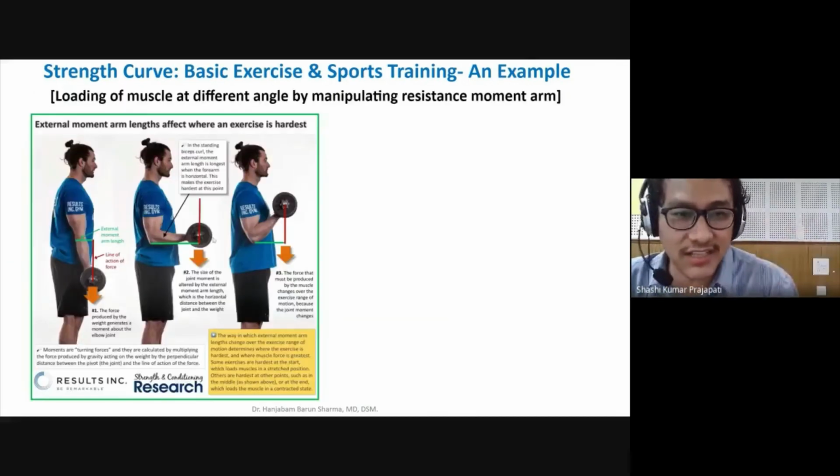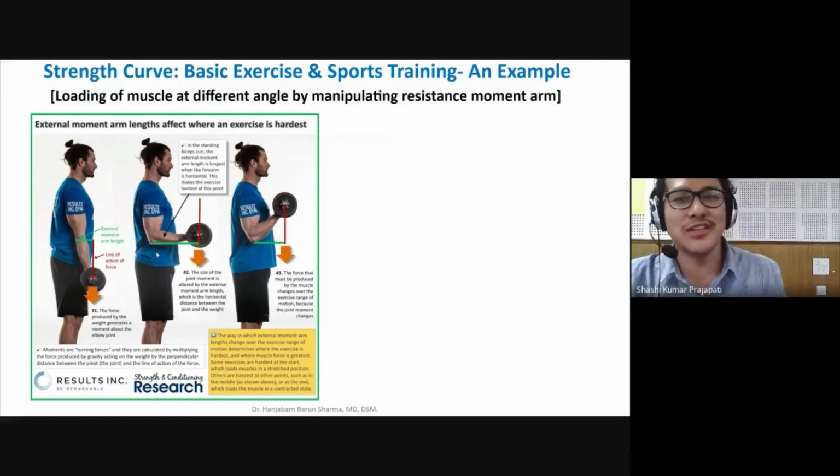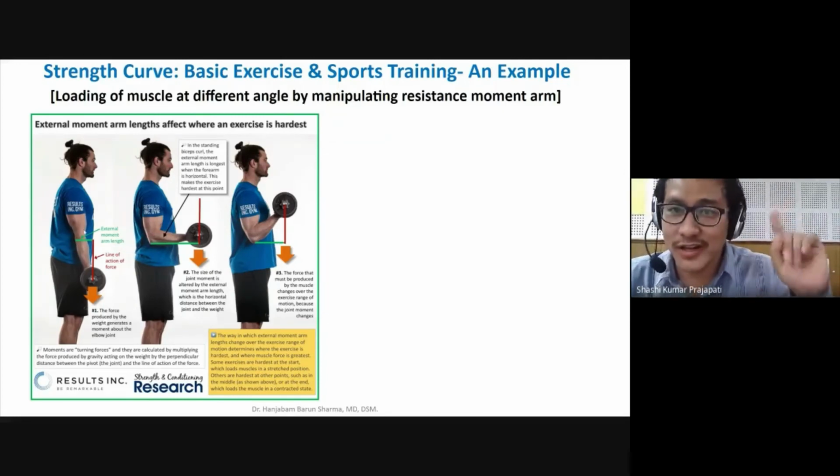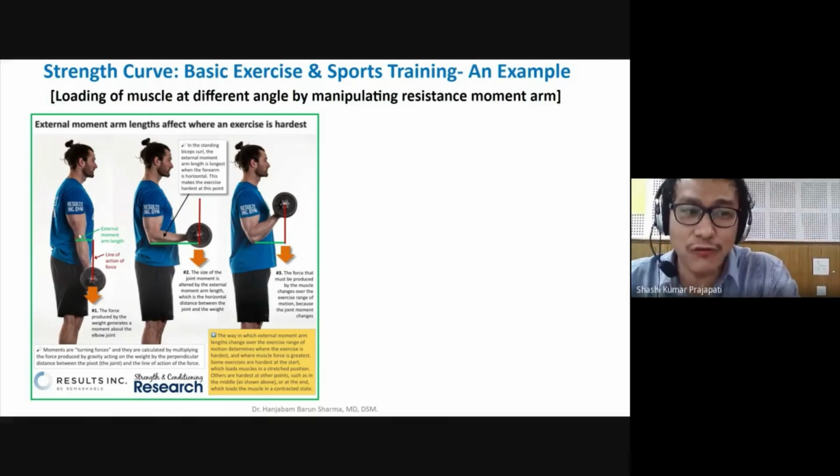This is a classic example where you can manipulate by using the moment arm. The moment arm I talked about in the earlier slide was the moment arm for the internal force, that is, for the bicep. And here the moment arm I am talking about is the external moment arm. This is the bicep curl, the classic bicep curl. If you do a standing bicep curl, what will happen? The green line is the moment arm. It is the perpendicular distance from the line of force.